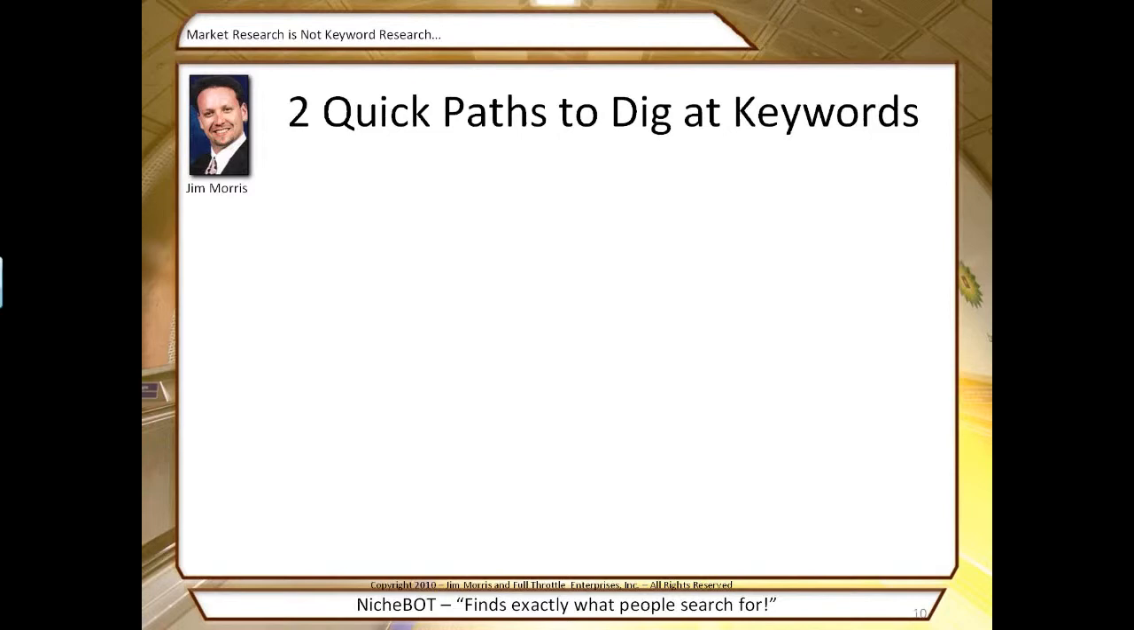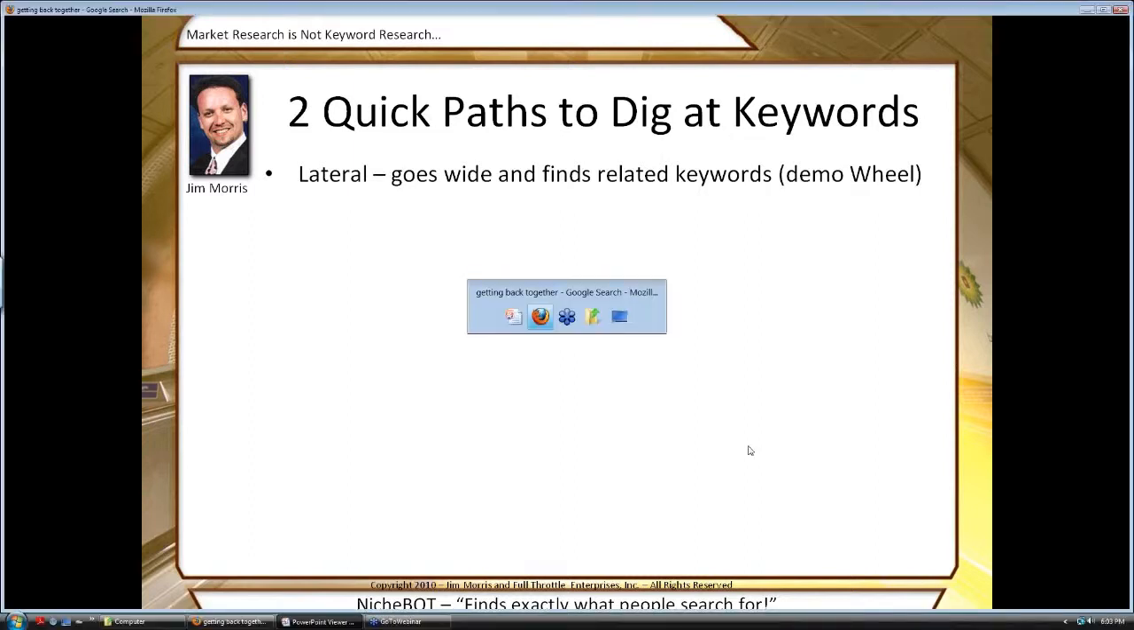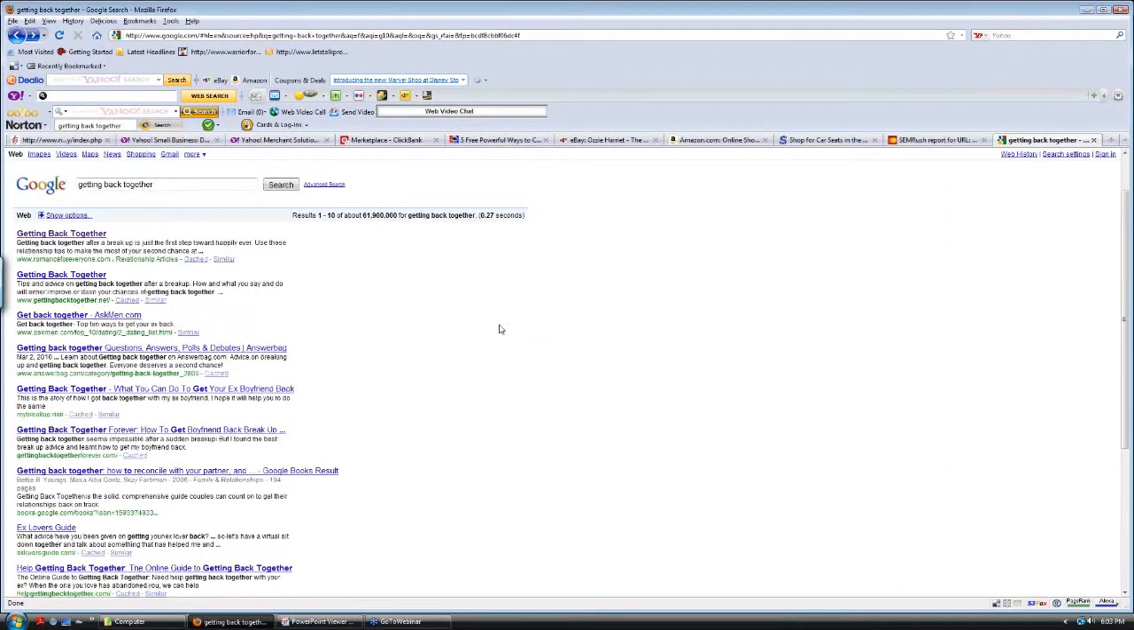So let's real quickly uncover two quick paths to digging at keywords. And there's the first way, which is usually the way you end up going about doing your keyword research, and that's going wide and finding your related keywords. So let's go ahead and do a demonstration of that by using the Wonder Wheel.